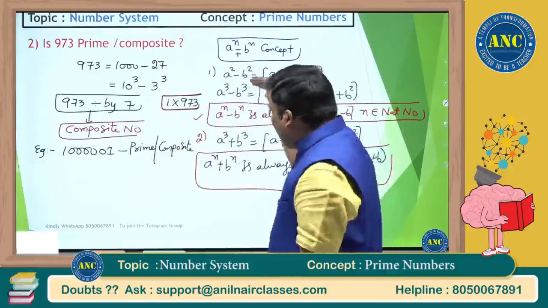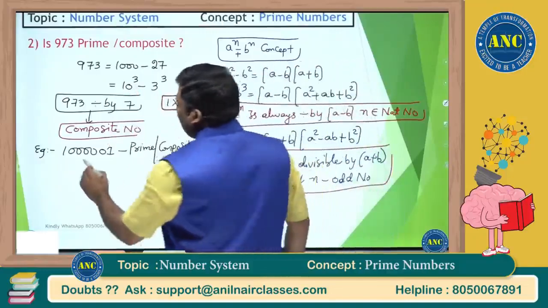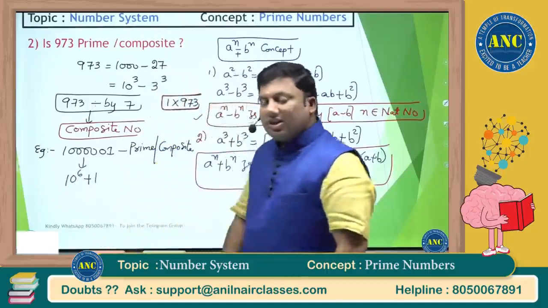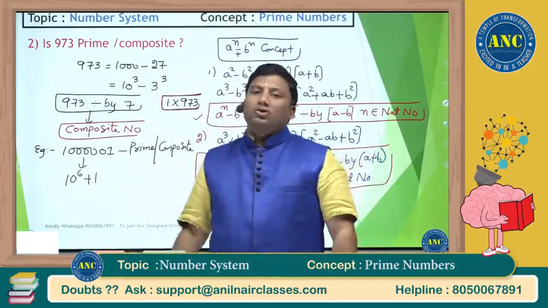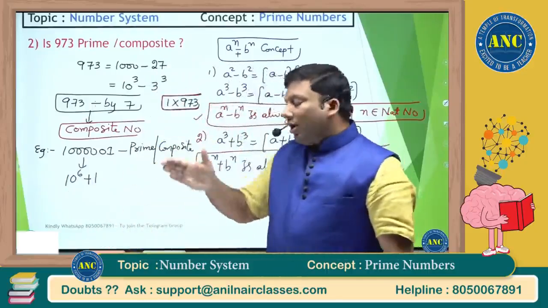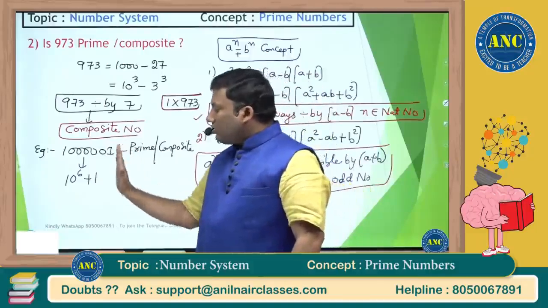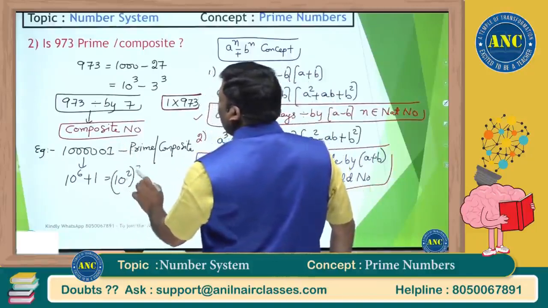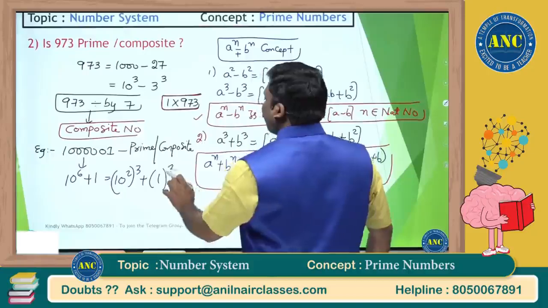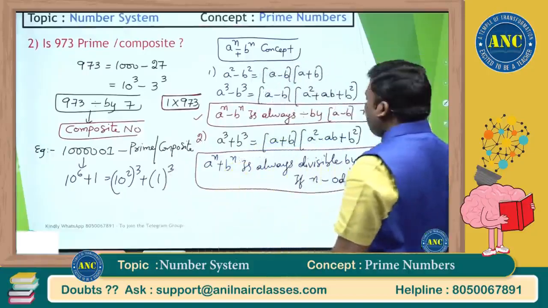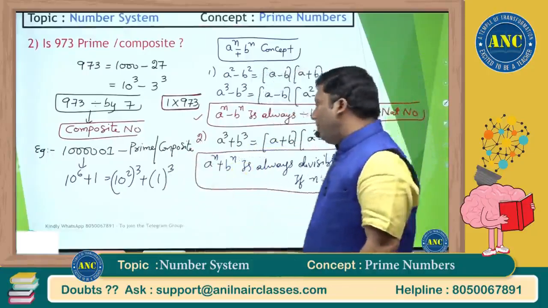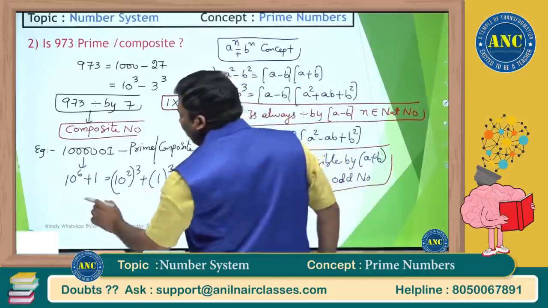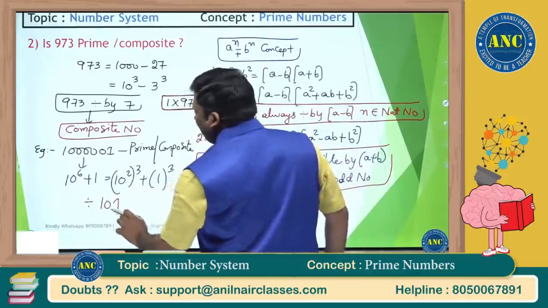If it is an odd number, another rule is to do like this. This can be written as 10⁶ + 1. 10² is 1 followed by 2 zeros; 10⁶ is 1 followed by 6 zeros, plus 1. This can be written as (10²)³ + 1³. aⁿ + bⁿ is always divisible by a + b if n is an odd number. 3 is an odd number, so it is divisible by 101.